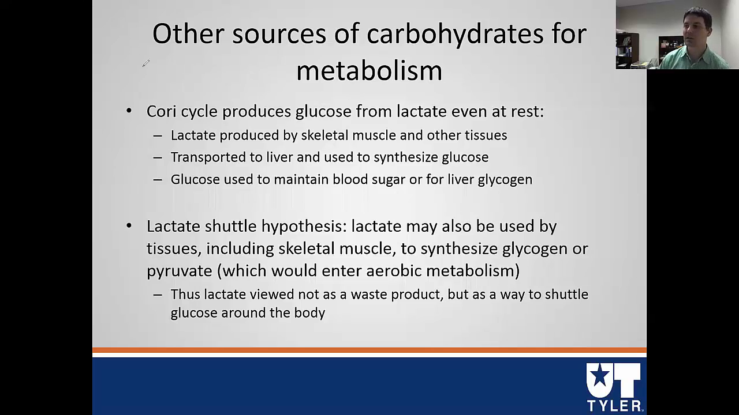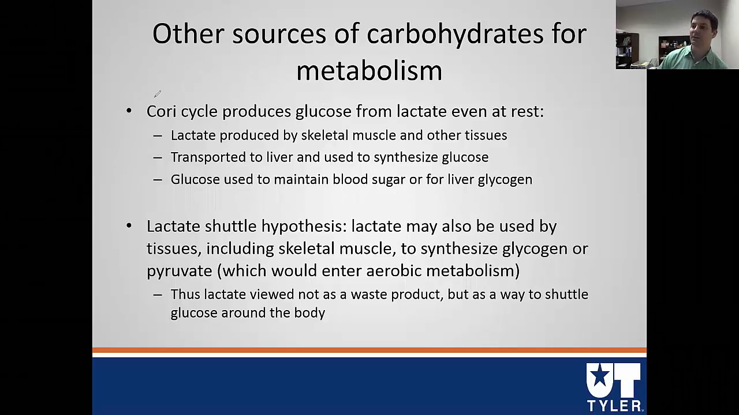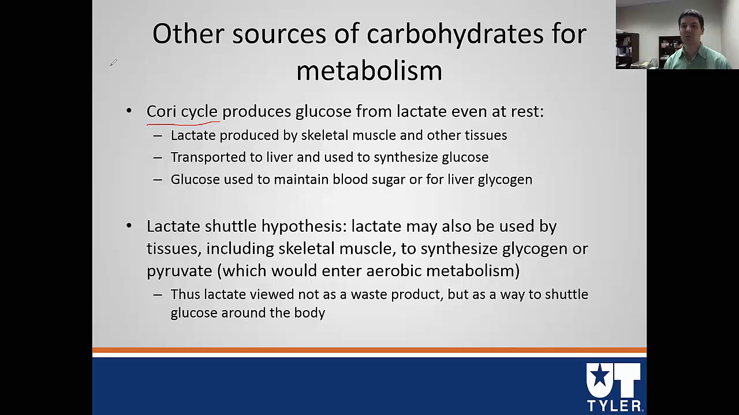We have two sources that are pretty common that I'm going to focus on here. The first is the Cori cycle. The Cori cycle is kind of a cool cycle that I'll show you a picture of next, but the idea is that it produces glucose from lactate even at rest. Indeed, we have resting lactate in our blood, about 1 millimolar at rest. This lactate comes from skeletal muscle predominantly, a little bit from other tissues.